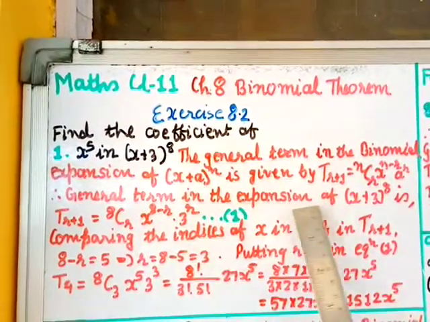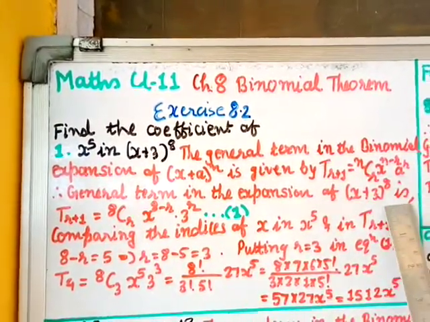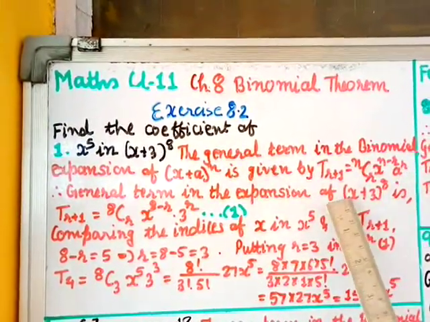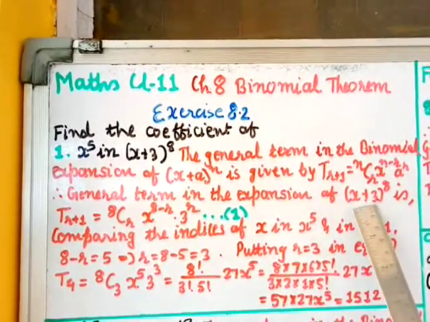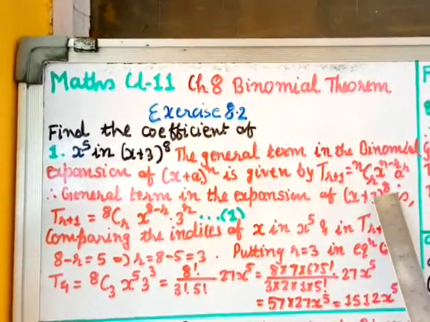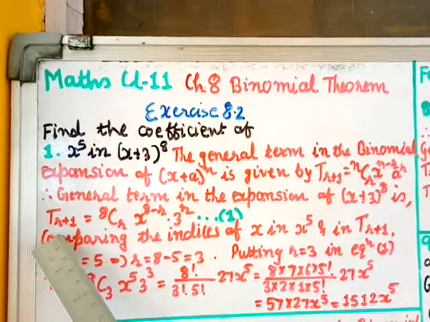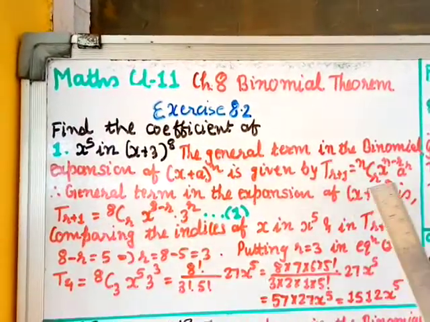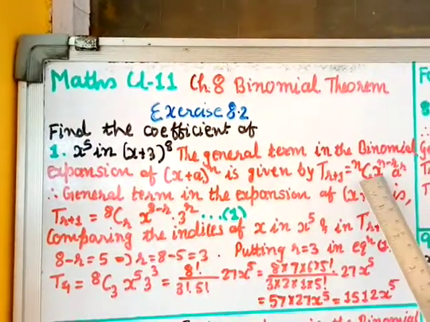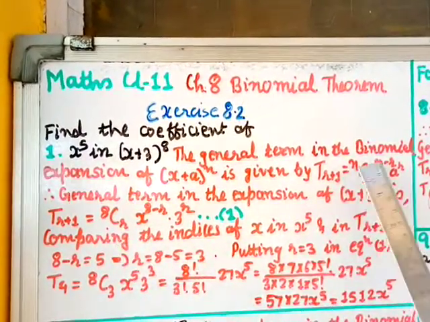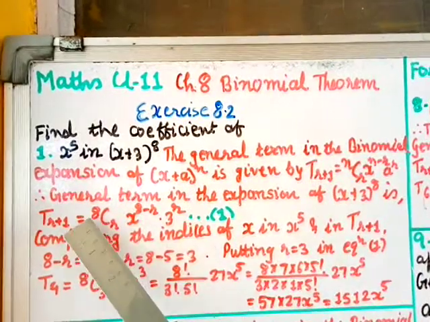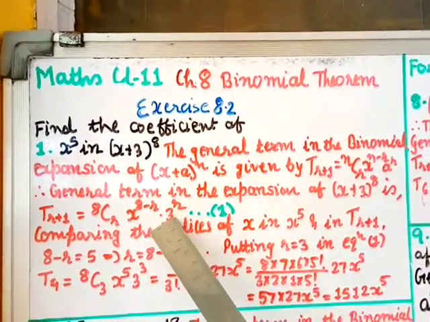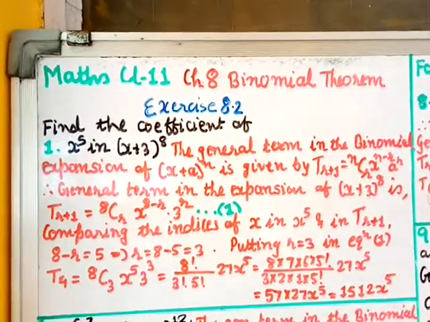Therefore, the general term in the expansion of (x + 3) power 8 is, okay, now we take what is given in the question, (x + 3) power 8. So x is x, instead of a we have 3, and n is 8. So the general term will be T(r+1) = nCr, here n is 8, so 8Cr. Here x is x, so you write x power (n minus r), that means 8 minus r, into a is 3, so 3 power r. Call it equation 1.